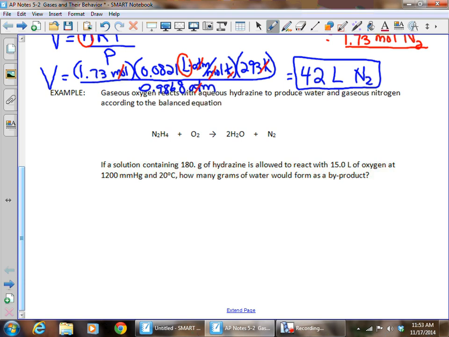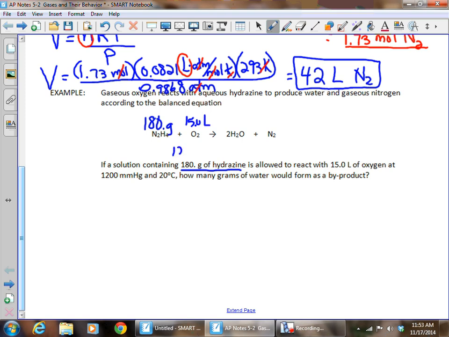It says we have gaseous oxygen reacting with aqueous hydrazine, which is a rocket fuel, to produce water and gaseous nitrogen according to this balanced equation. So we're going to start with a solution that is 180 grams of hydrazine, and we're going to react that with 15 liters of oxygen.